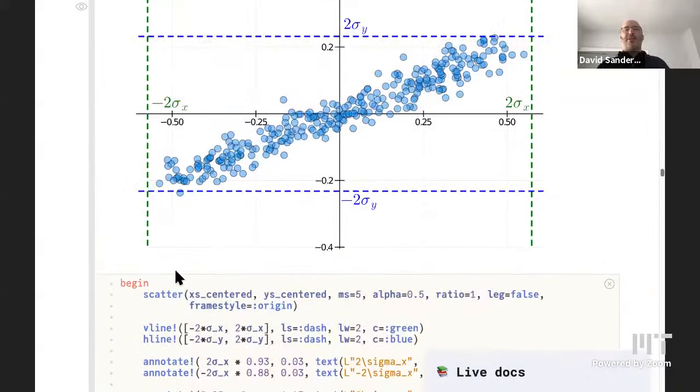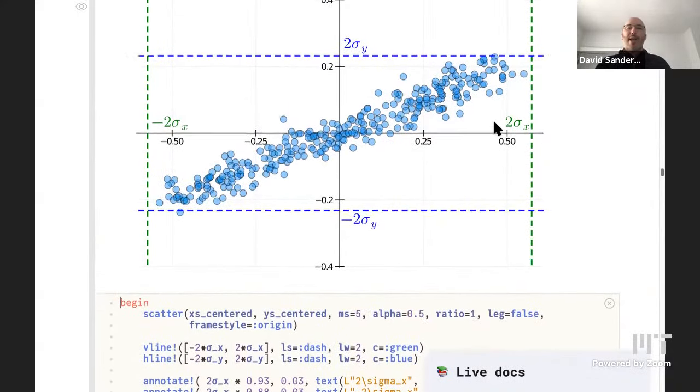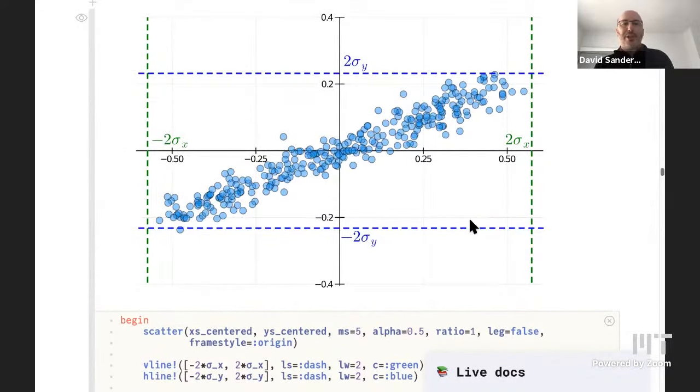So currently these lines are at 2 sigma x and 2 sigma y, and we see that basically encloses almost all of the data. There are some data points that stick out slightly beyond 2 sigma x or 2 sigma y. But usually if the data has in some sense a normal distribution, we would expect about 95% of the data to be within a distance 2 sigma of the mean. On 2 sigma on either side.